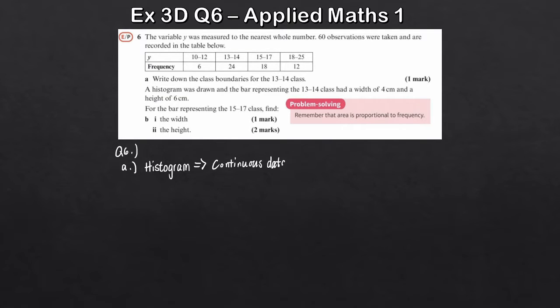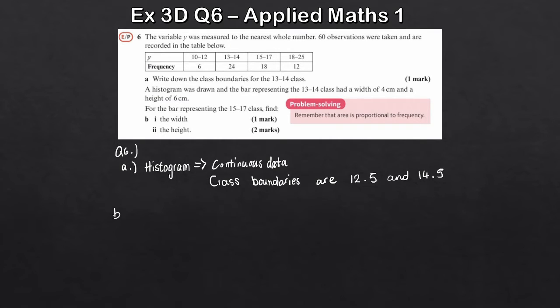Okay. Well, if we've got continuous data, that means the class boundaries here will simply be, so basically subtract a half off the lower limit and then add a half to the upper limit. So it's going to be 12.5 and then 14.5. Okay. Or obviously I could write that 12.5 dash 14.5. Okay, so that's part A there.